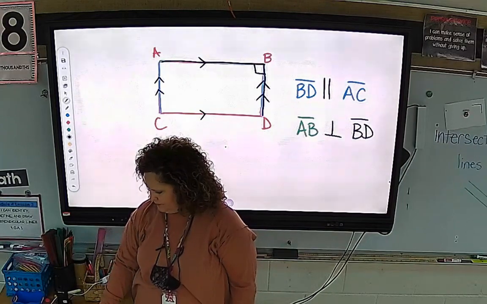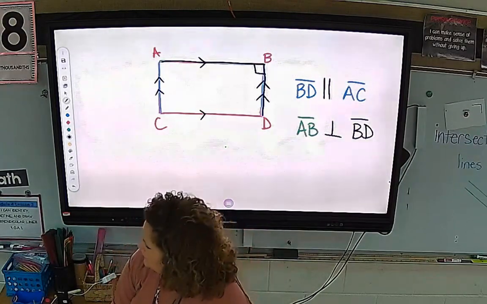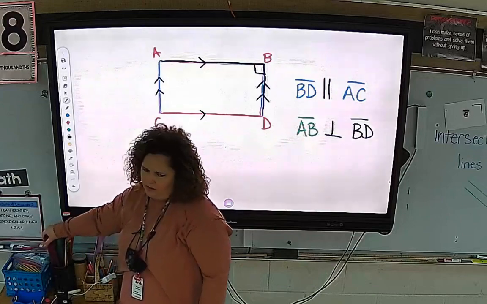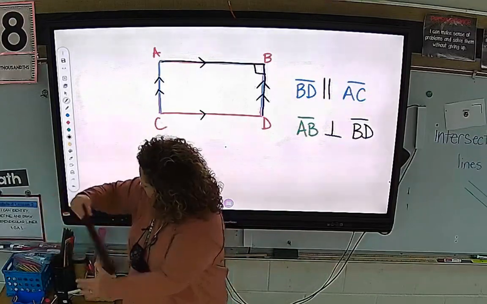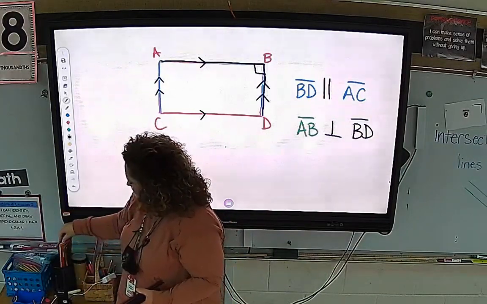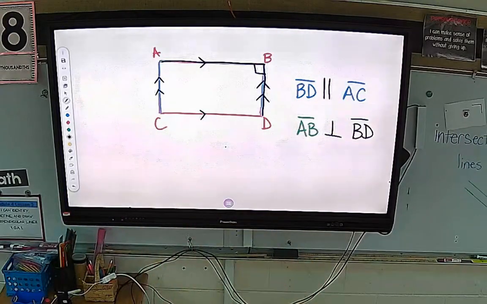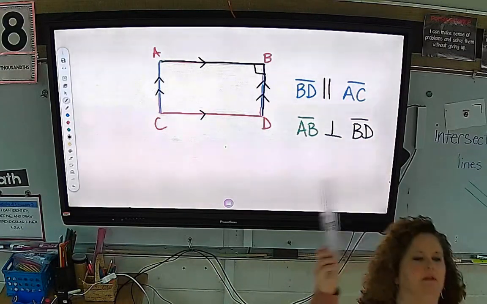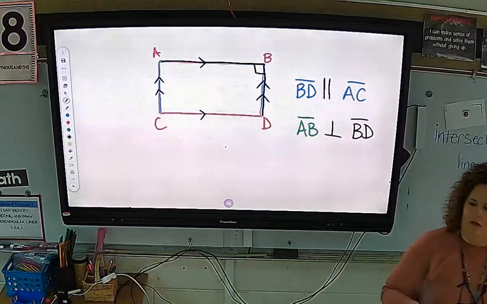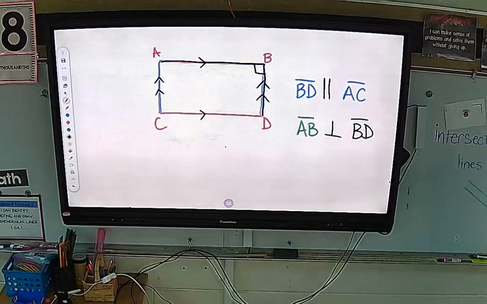Okie doke. Stay with me a little bit longer. We're almost done. It's just making sure we get all the little things about these types of lines. All right, I'm going to hand you a straight edge. Again, it's not a weapon. It's not glasses. We get it. Okay.